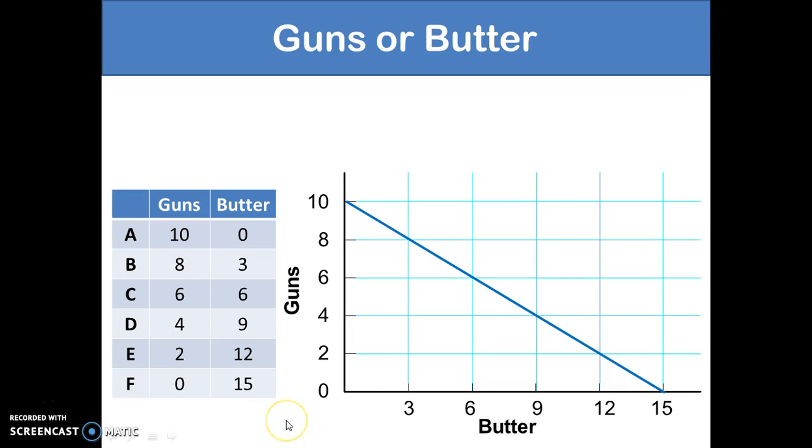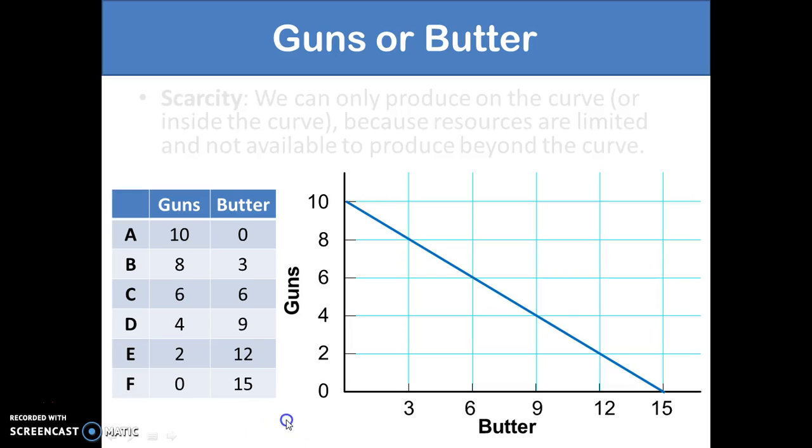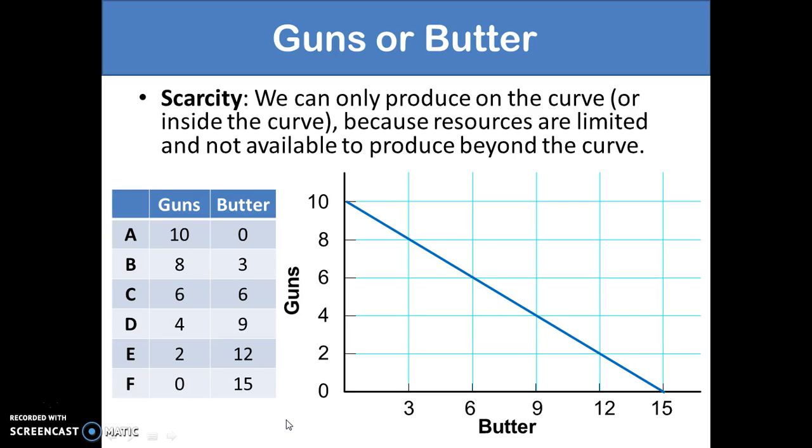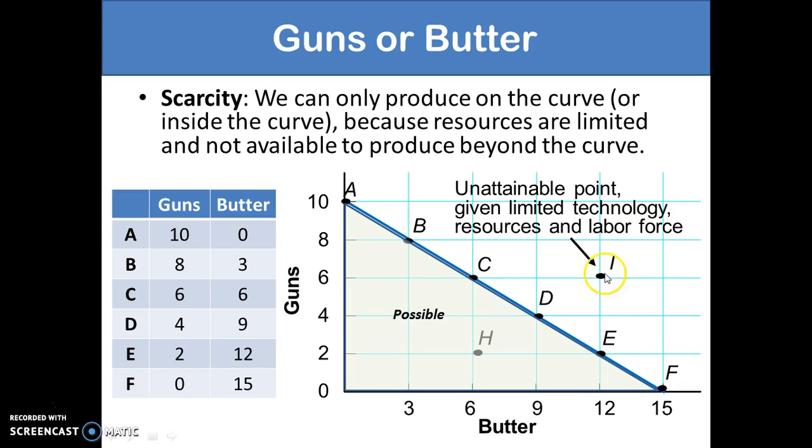And this PPC shows scarcity, because we can only produce on the curve or inside the curve. And so all of these points on the curve, these are our possibilities, thus production possibilities curve, and this line is the actual curve. And everything on or inside the line is possible. We cannot produce outside the line because we do not yet have the resources.